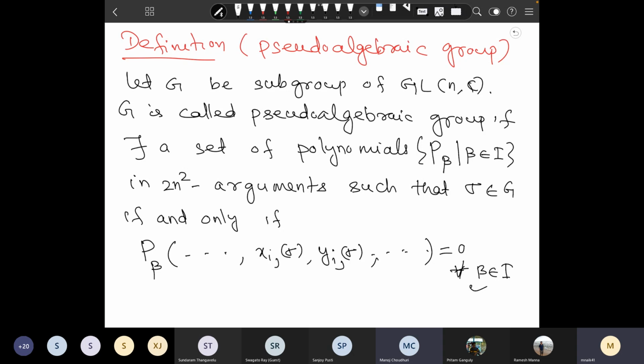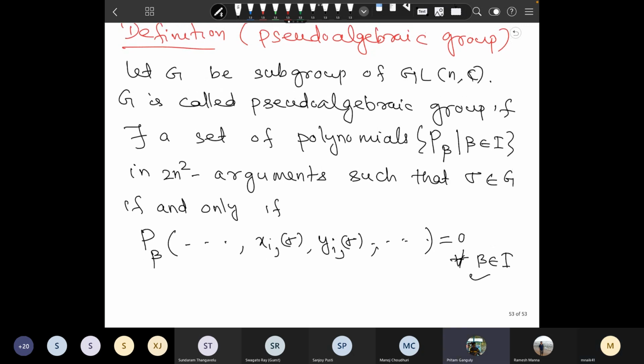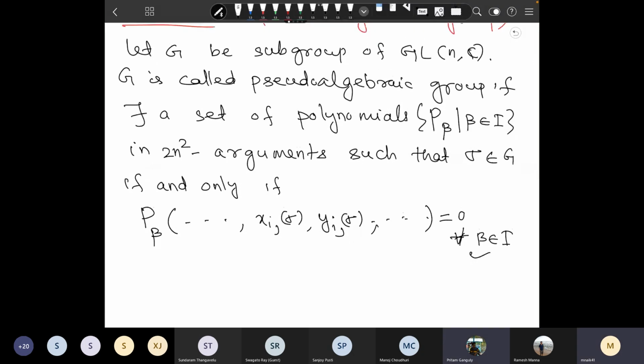Why are you calling it pseudo algebraic? Actually, I don't know. It must have some connection with algebraic groups, I suppose. But I have taken this, as I said, from Helgason. So it is a valid question, but it must have some connection to algebraic groups. Pritham, is the definition clear? Yes, yes. Jayant, are you there? Jayant Sarkar? No, he's not there. Okay.